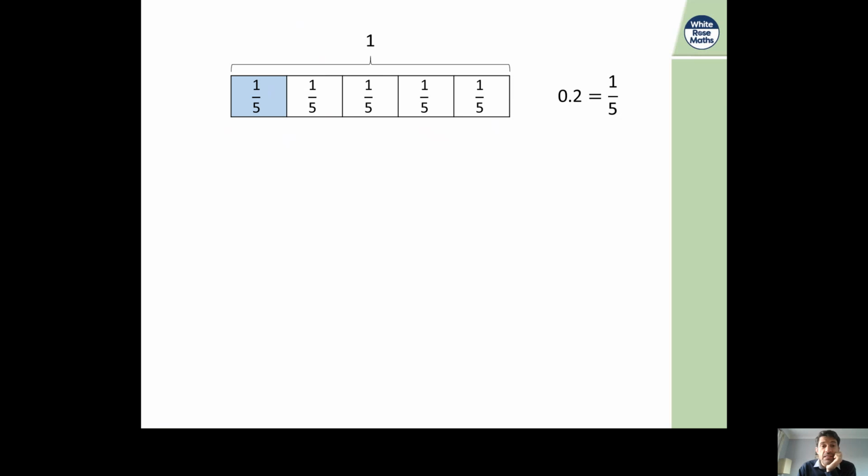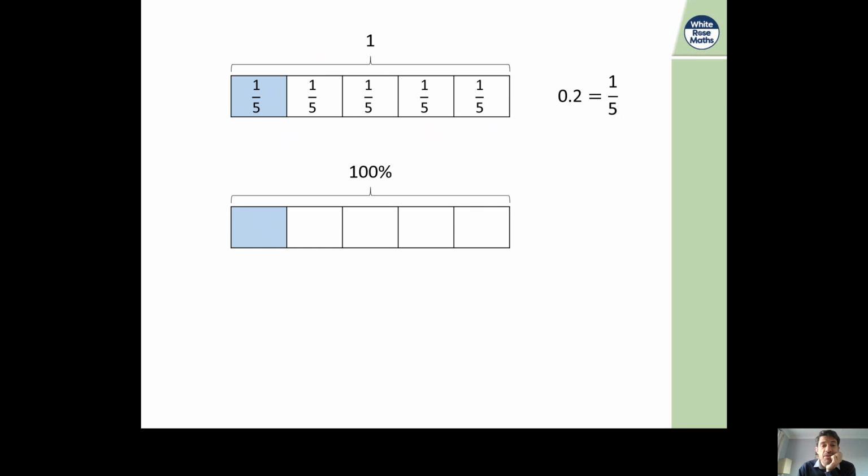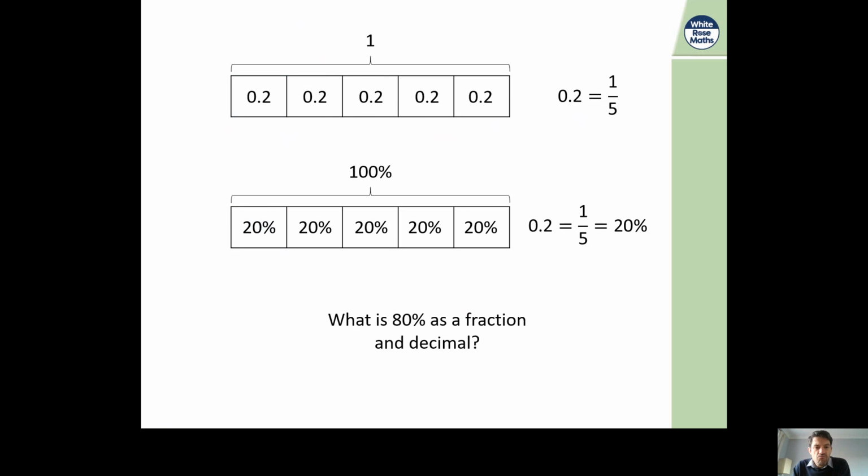And maybe you can guess what percentage it is. If it's 100% in total, we've divided by 5. It's going to be 20%. Also, you'll notice very quickly, the method to convert from percentage to decimal is to divide by 100, and from decimal to percentage you times by 100. Percent means per 100, remember, out of 100, so this is 20 out of 100, 20 hundredths. Okay, so 0.2 is the same as a fifth, is the same as 20%. What is 80% as a fraction and decimal?